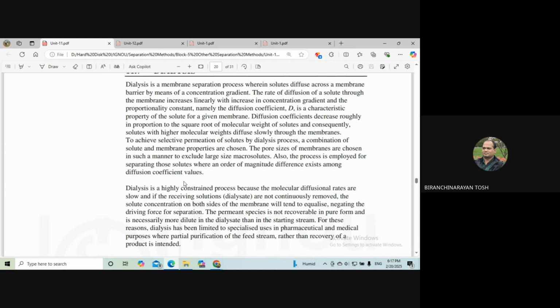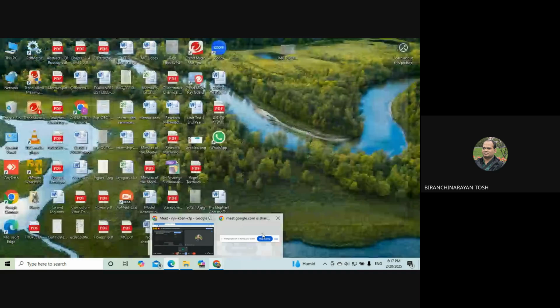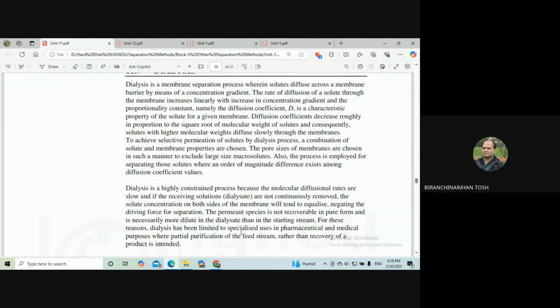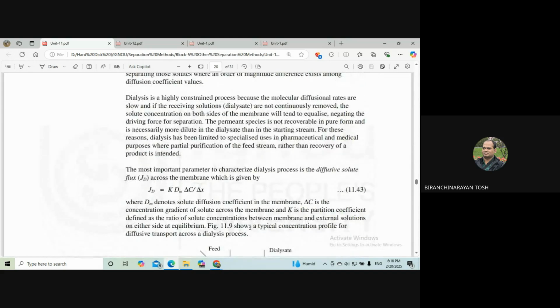So dialysis is a highly constrained process because the molecular diffusional rates are slow, and if the receiving solution, that is the dialysate, is not continuously removed, the solute concentration on both sides of the membrane will tend to equalize, which will neutralize the driving force for separation. So these are the mathematical relationships.